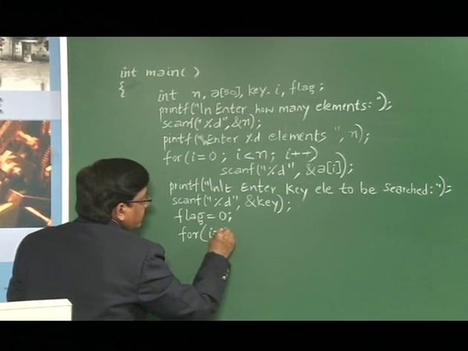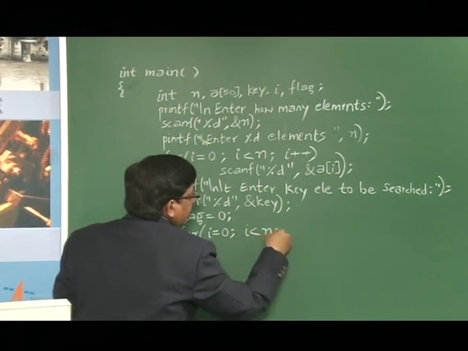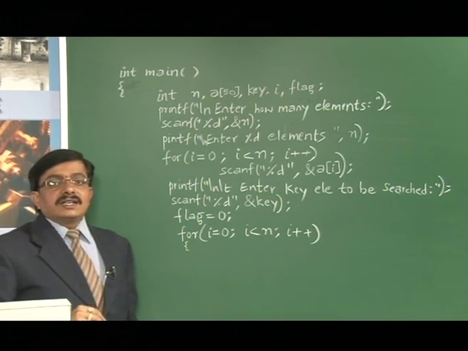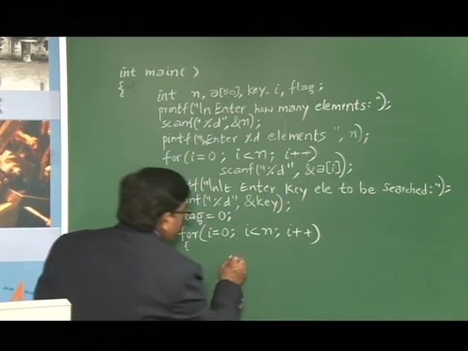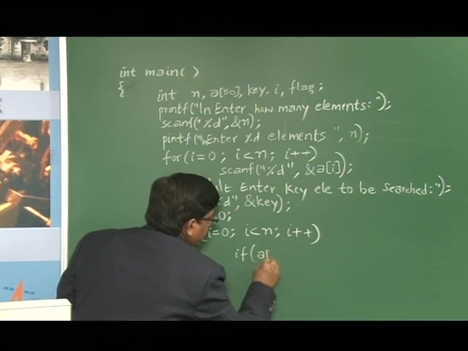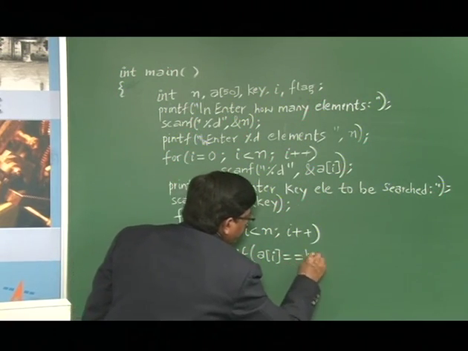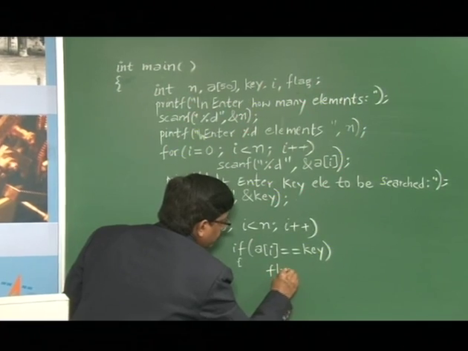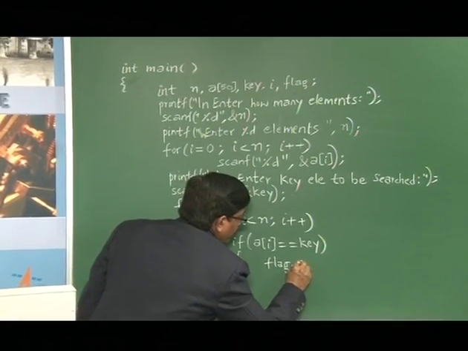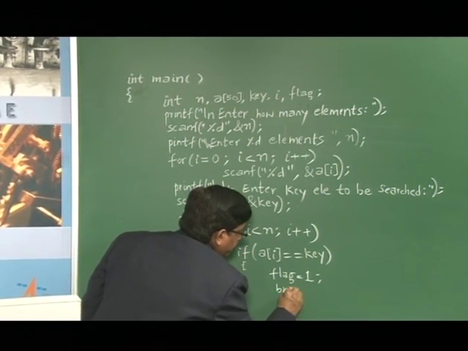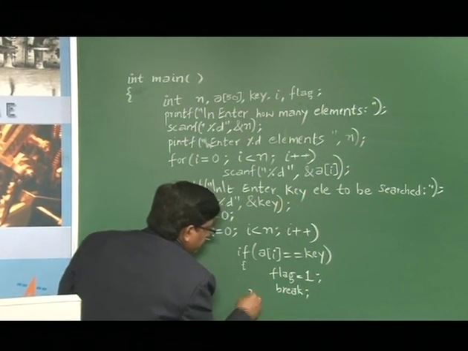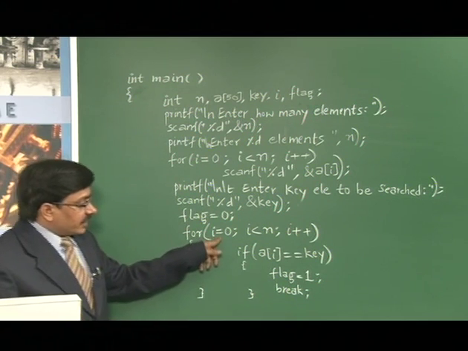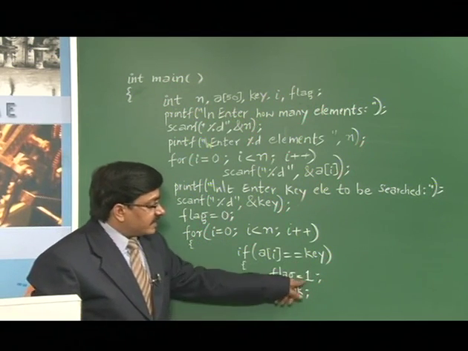For that, for i is equal to 0, i less than n, i plus plus. This is the looping construct. Inside this loop, each element has to be compared with the key element. So here what I do is if a of i equal to key, then I take the decision as flag is equal to 1 and then break. This is what I will be doing inside the for loop. So when i is equal to 0, I will check if a of i is equal to key, flag is equal to 1, break.